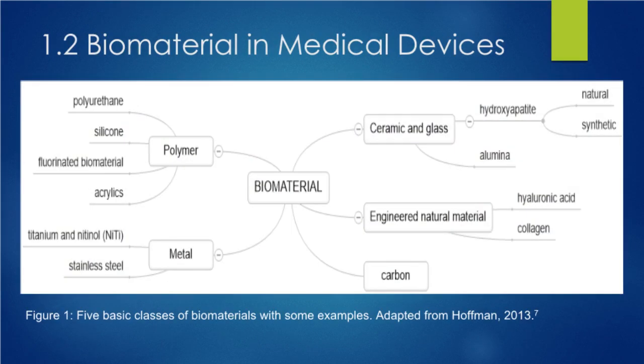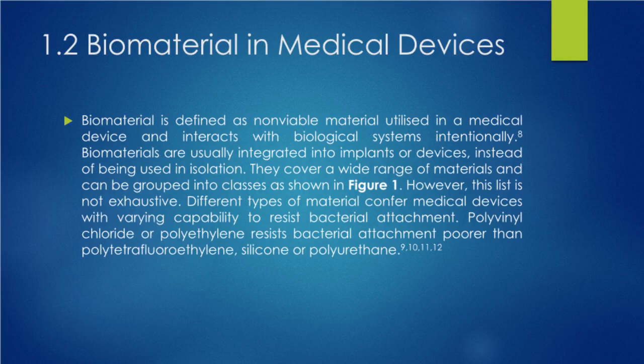1.2 Biomaterial in medical devices. Figure 1 showed 5 basic classes of biomaterials with some examples. Biomaterial is defined as non-viable material utilized in a medical device that interacts with biological systems intentionally. Biomaterials are usually integrated into implants or devices, instead of being used in isolation. They cover a wide range of materials and can be grouped into classes as shown in Figure 1. However, this list is not exhaustive.